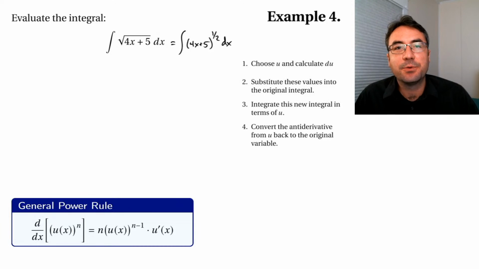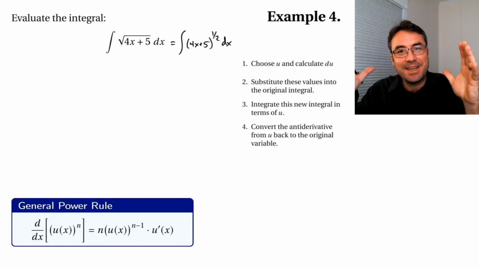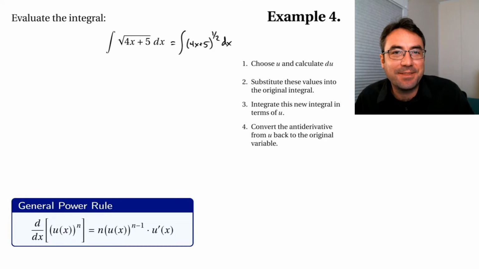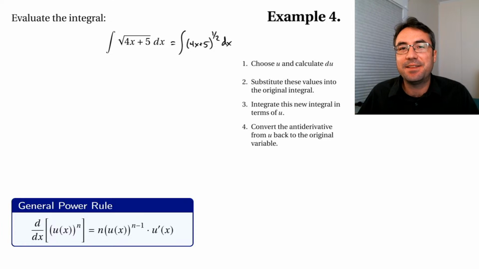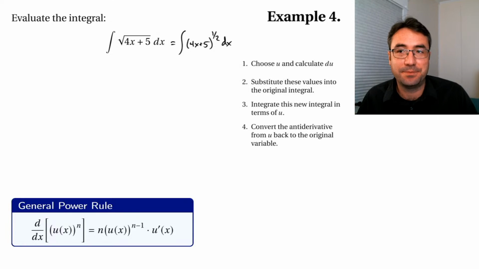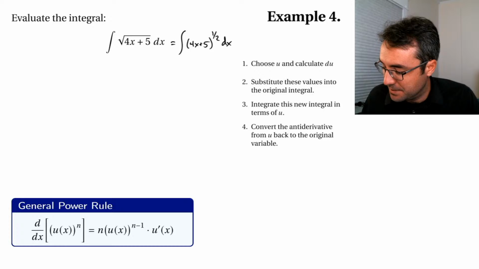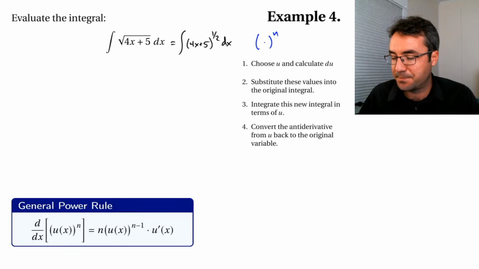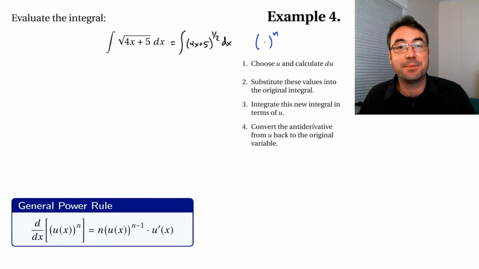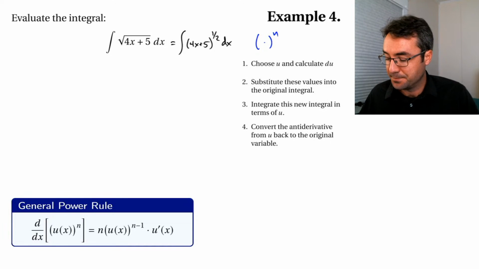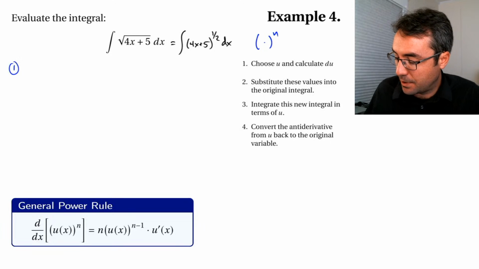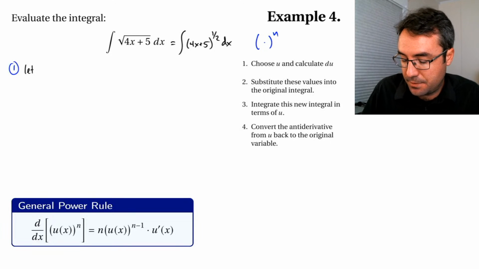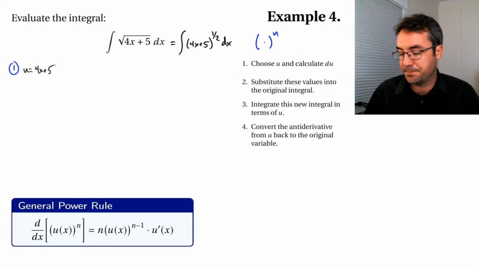But doing that, we see parentheses, and then we see something complicated inside those parentheses. So that's telling us what we should pick for u. So we see that we have here the format of something raised to the power n. So for step 1, we're going to let u equal what's inside the parentheses, the 4x plus 5.